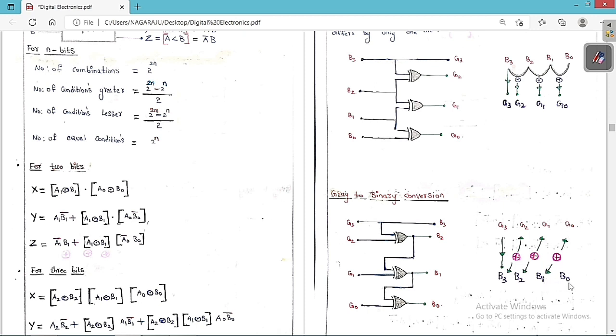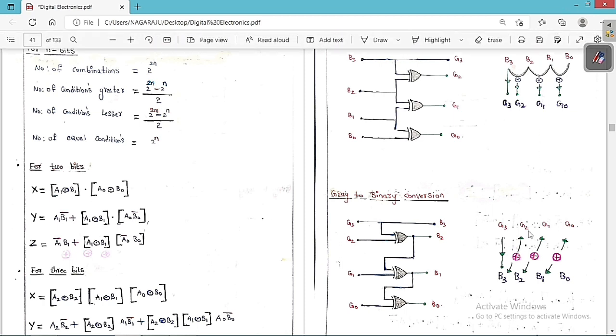So this is the point that you always have to keep in your mind. B3 is equal to G3, B2 is the XOR of B3 and G2, B1 is the XOR of B2 and G1, and B0 is the XOR of B1 and G0. This is basically XOR. This is binary converted to gray, and this is gray converted to binary. This is the important point that you always have to keep in your mind.